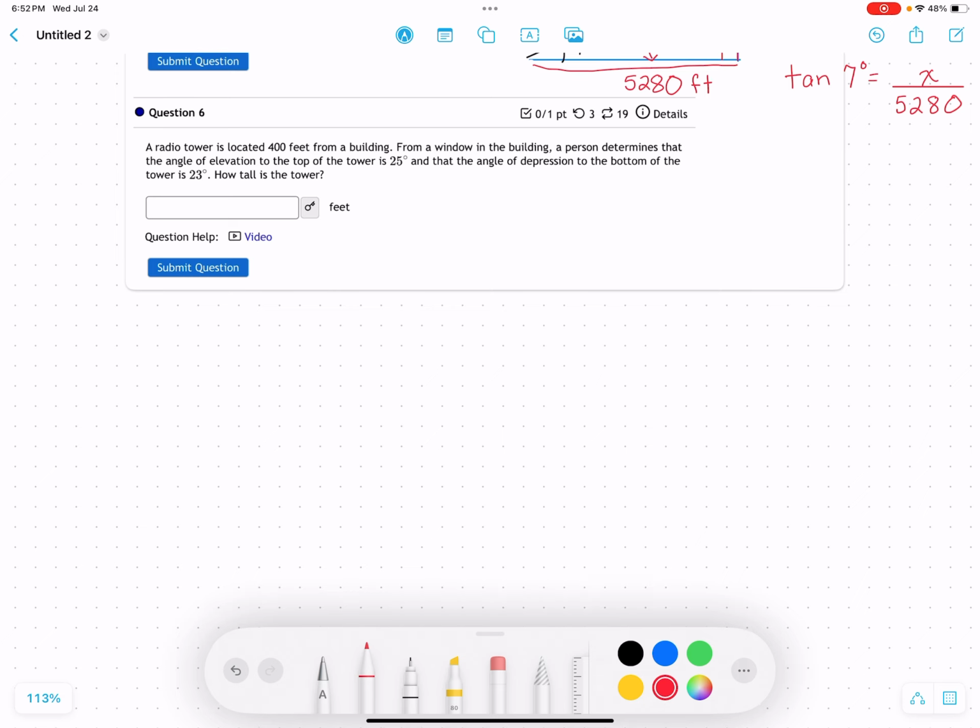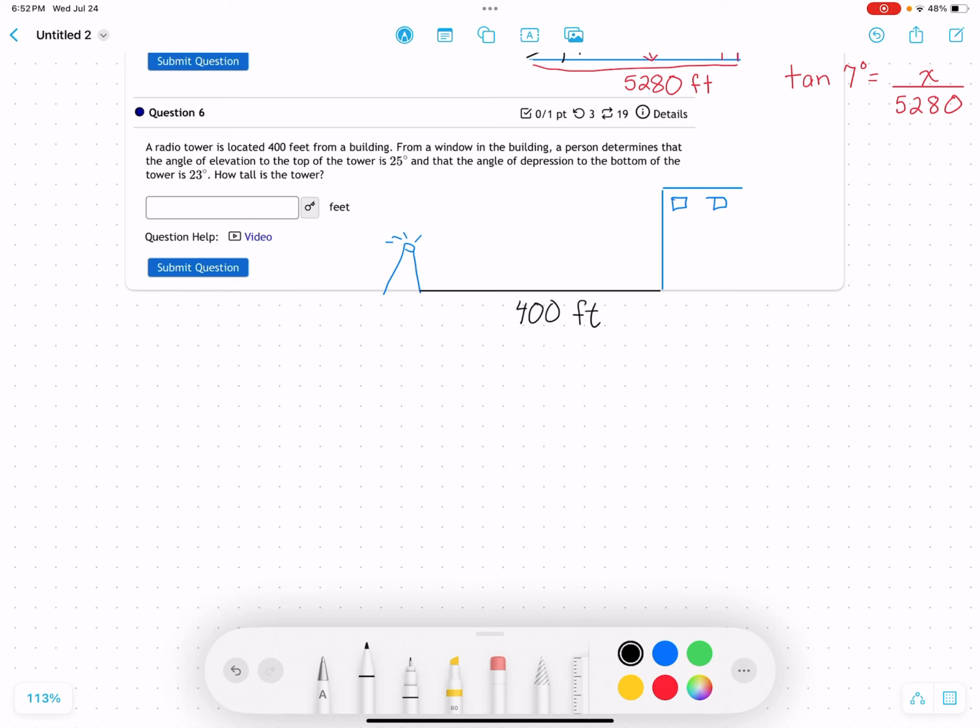A radio tower is located 400 feet from a building. Okay, here we go. Let's put the building on the right again. Here's that. A radio tower. I don't know what that looks like. No idea. There's the tower. 400 feet. They're 400 feet apart. Here's that, 400 feet. Can you tell I didn't review these first? It's okay. It'll all work out, hopefully.